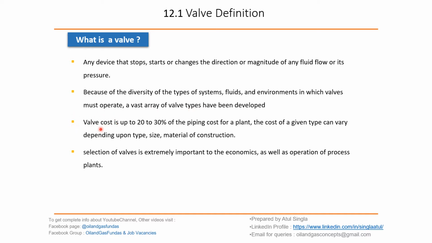Valve is a very important component in our piping section because it costs up to 20 to 30% of the piping cost of a plant. The cost of a given type can vary depending on the type, size, and material of construction. But in most cases it consists of around 20 to 30% of the total piping cost. So selection of valve is extremely important to the economics as well as operation of the process plant. That's why the valve is a very important component which we need to understand so that we can implement our understanding into our piping designs.